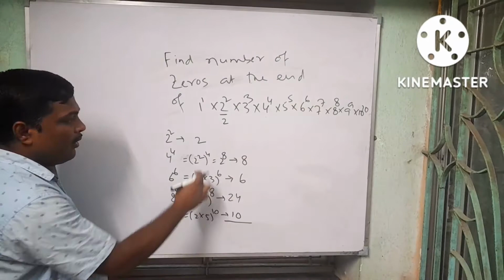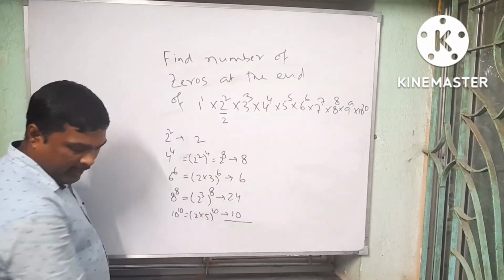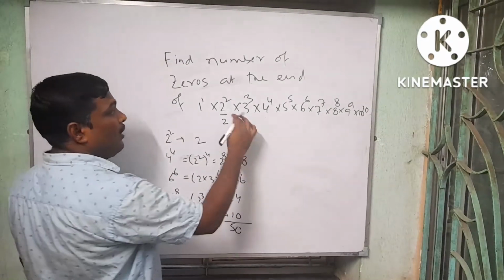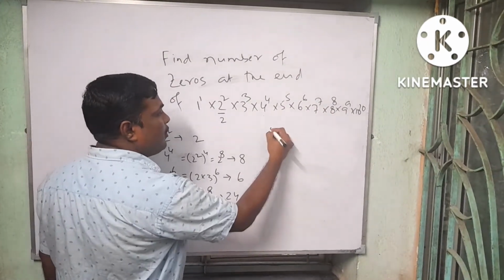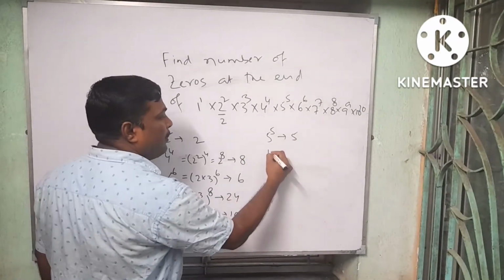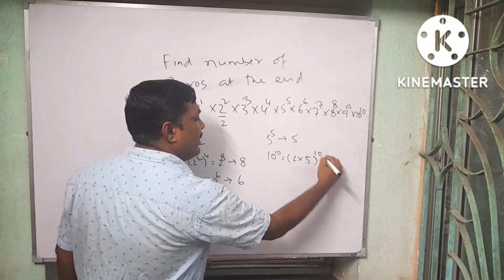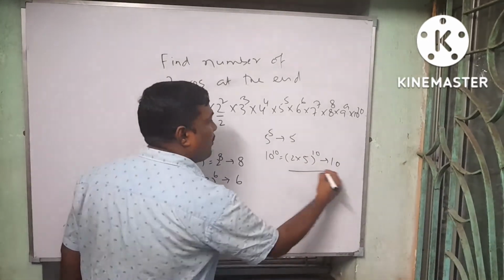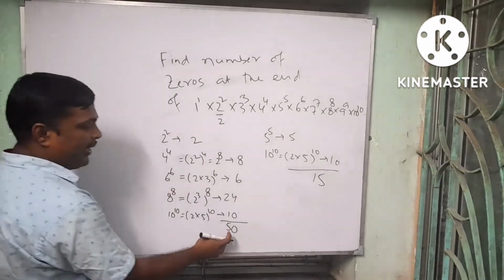So the number of 2s is 2 plus 8 plus 6 plus 24 plus 10, that is 50. The number of 2s is 50. Now we find the number of 5s. In 5 to the power 5 we have 5 fives. In 10 to the power 10, that is 2 into 5 to the power 10, the number of 5s is 10. So the total number of 5s is 5 plus 10, that is 15. The total number of 2s is 50.